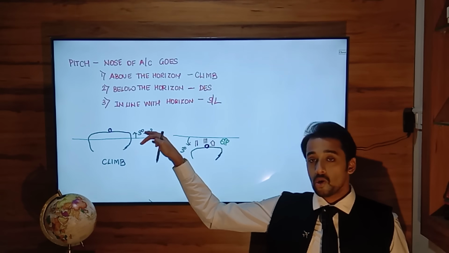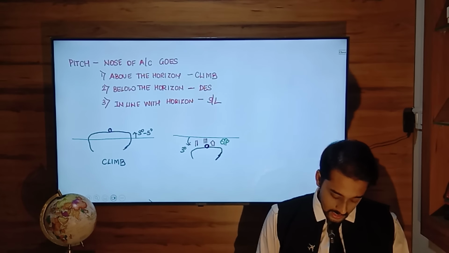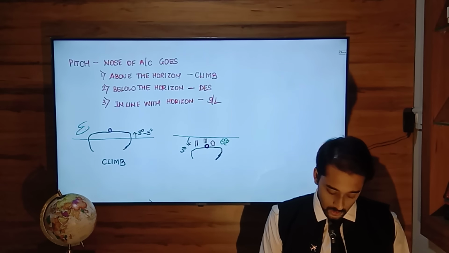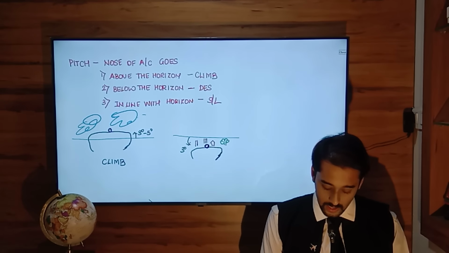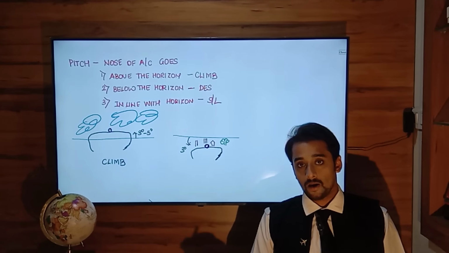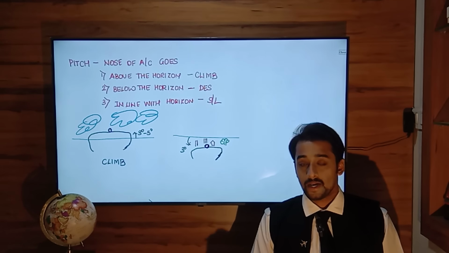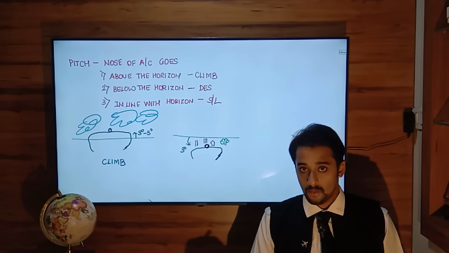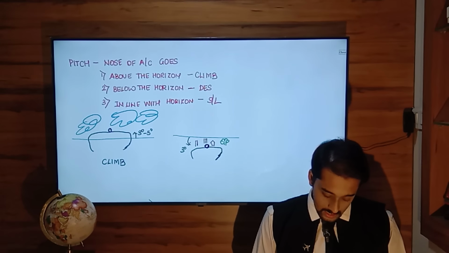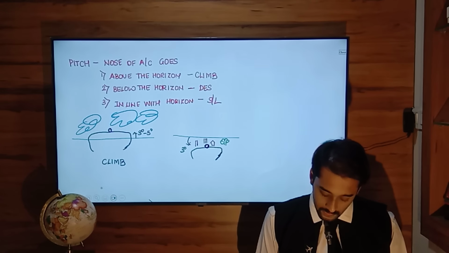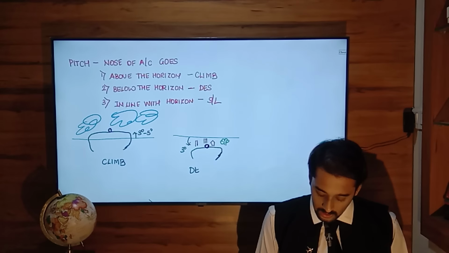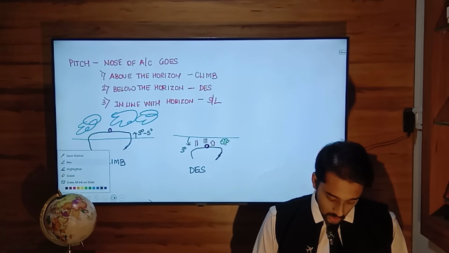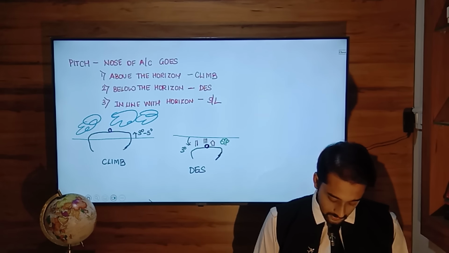When you pitch up above the horizon, all you will be able to see is clouds in front of you. So there is not much to see. But when you pitch down, there is plenty of ground surface visible to you. So this is descent. And the next maneuver will be straight and level.